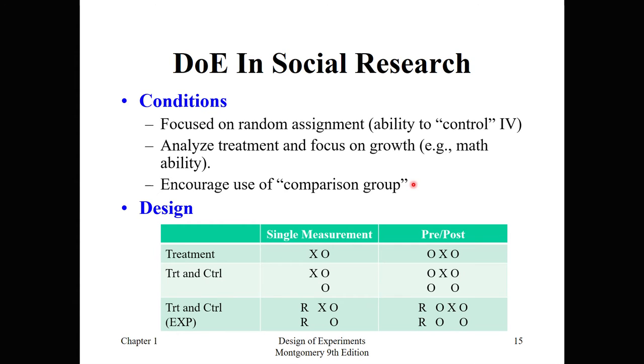All right, so the designs are often written in terms of R's, X's, and O's. An R means a random assignment, an X means treatment, and O means observation. So R is randomization, X is treatment, O is observation. If I'm just doing a single measurement for a treatment-only group, I would do the treatment, and then the single measurement would be after the treatment.